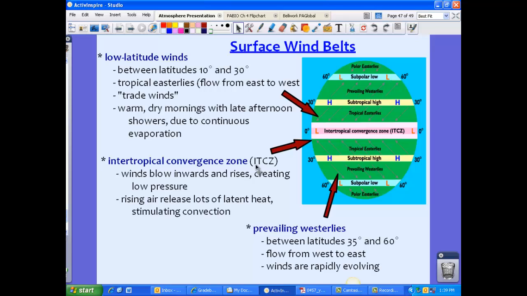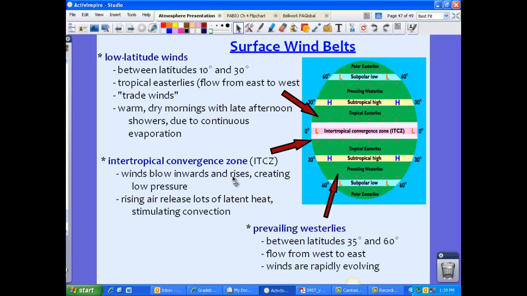So once again, we see this intertropical convergence zone. And we see winds here. Actually, we don't see winds here because we already mentioned the doldrums. There's basically areas of zero wind. Now the winds do blow inward, and that causes the air to rise, which is then going to create low pressure.